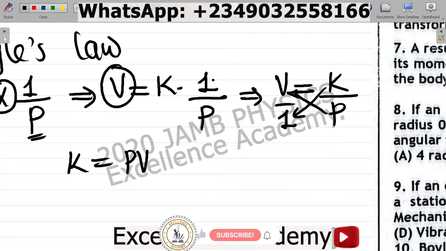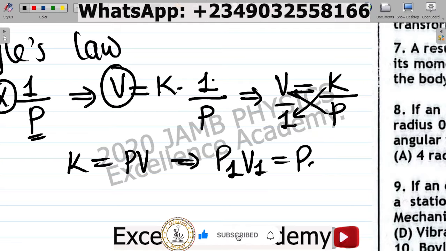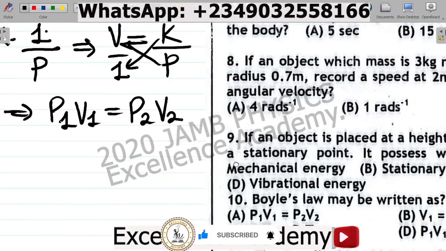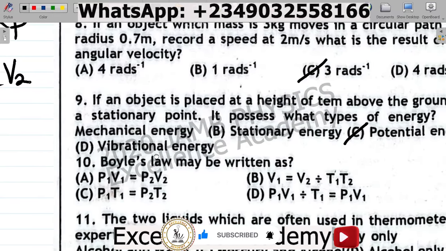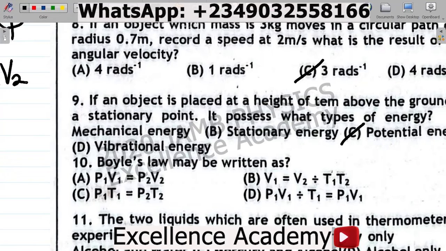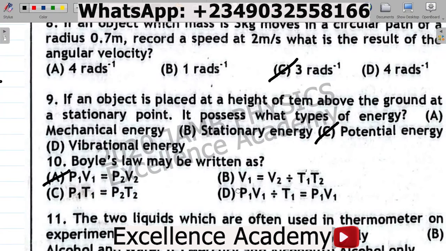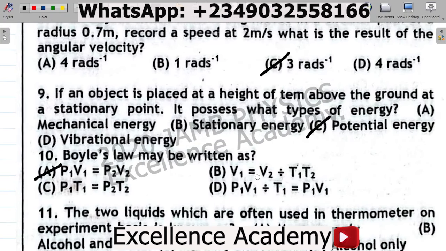So from here, we can now say P1 V1 is equal to P2 V2. Basically, this is Boyle's law. So let's see which option that is. That is option A, P1 V1 is equal to P2 V2. That's option A. All right, guys. So that's about it for this video.